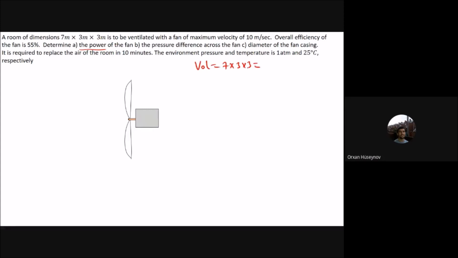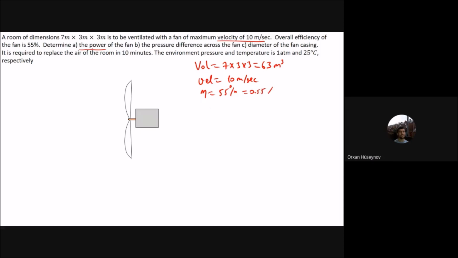Overall it makes 9 into 7, 63 meters to the power of 3. And there is a fan that is supplying a velocity of 10 meters per second. The overall efficiency of the fan is 55%, or 0.55.